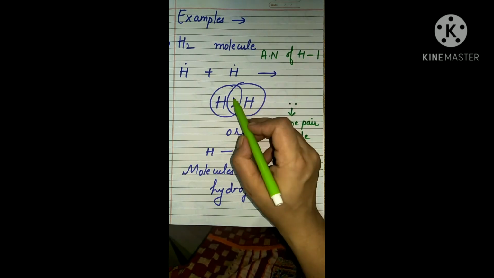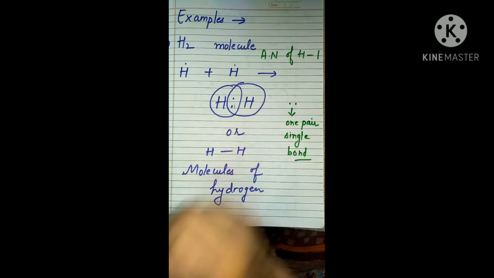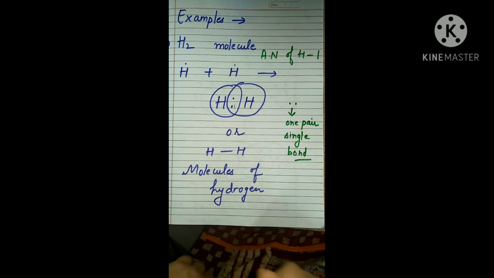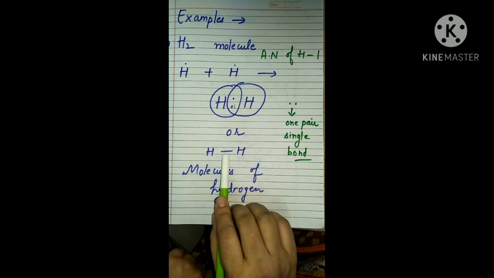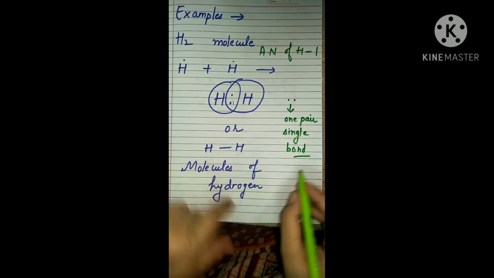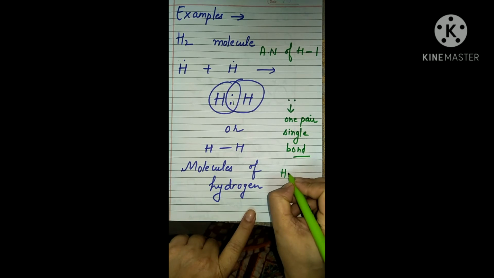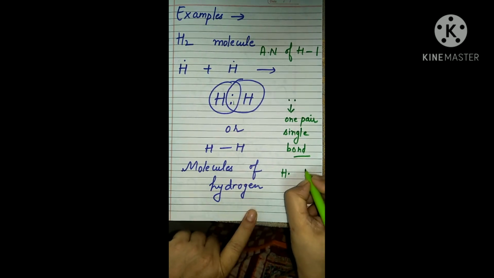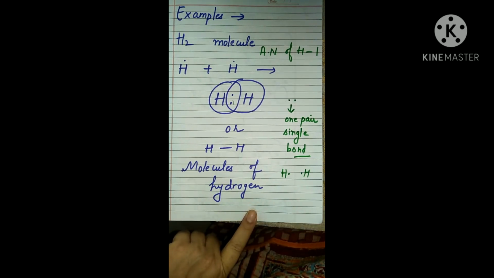Fine. So 1 pair of electrons means 2 dots. They are going to give rise to a single bond this way. And this is what has been done here. Just try to get it. This hydrogen is having 1 electron. The other hydrogen is also having 1 electron.